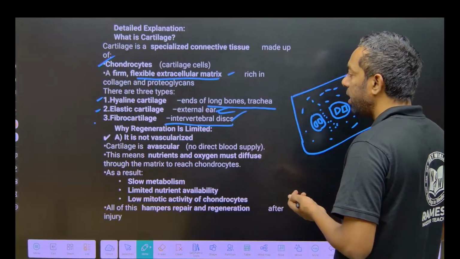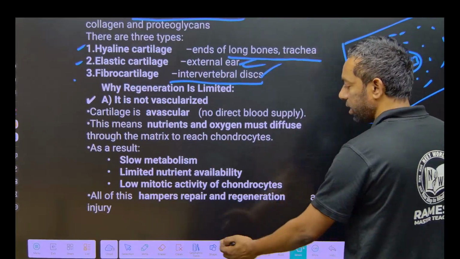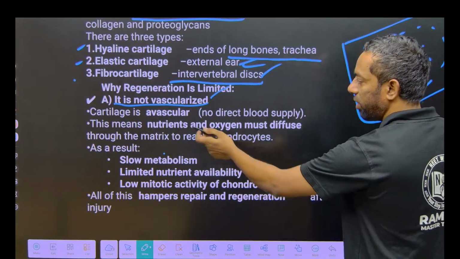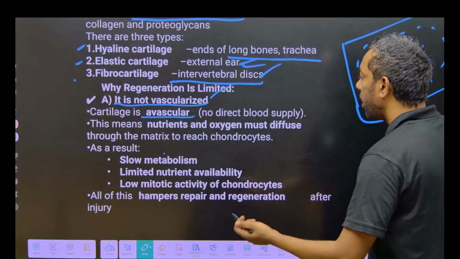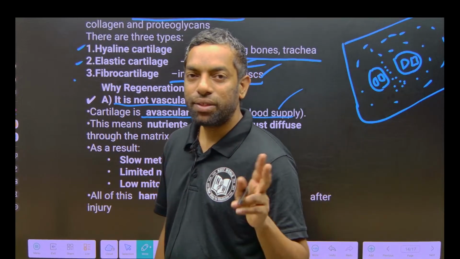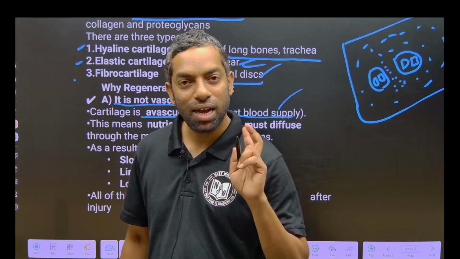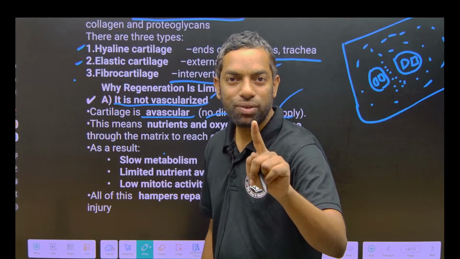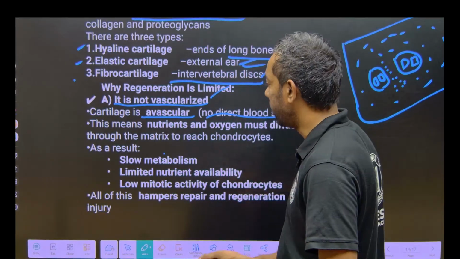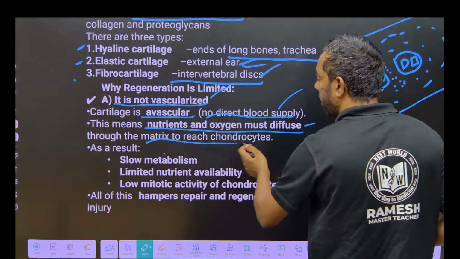And why is regeneration limited? This is the question, right? It is non-vascularized. That is the answer. Cartilage is avascular, meaning there is no direct blood supply. Nutrients and gases like oxygen are taken in through diffusion, and carbon dioxide is eliminated through diffusion. Nutrients and oxygen must diffuse through the matrix to reach the chondrocytes.